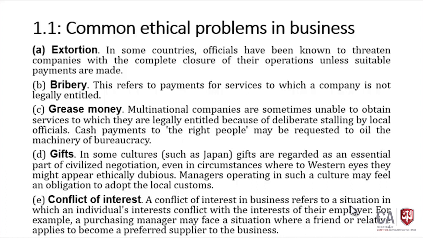The first one is extortions. What is extortions? Extortions mean the requirement of giving some favor to some official to get some work done.